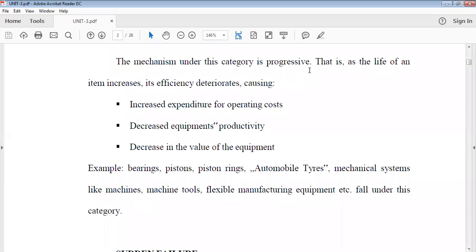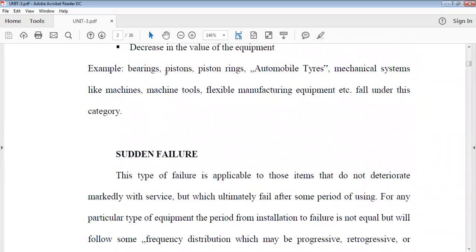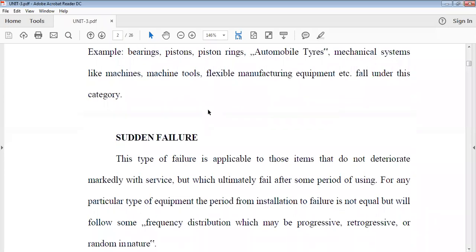The mechanism under this is progressive, slowly; it is not a sudden one, it is continuous. All these bearings, pistons, piston rings are to be replaced at a particular point of time. Depending on the working hours, you have to replace the bearings and the pistons. Do not work continuously until it fails. It is a usual practice to go for yearly or half-yearly maintenance and thereby replace the bearings, pistons and so on. If there is a sudden failure, it causes a lot of damage.